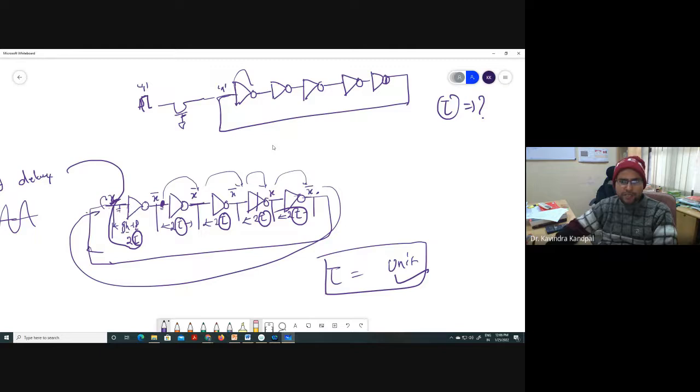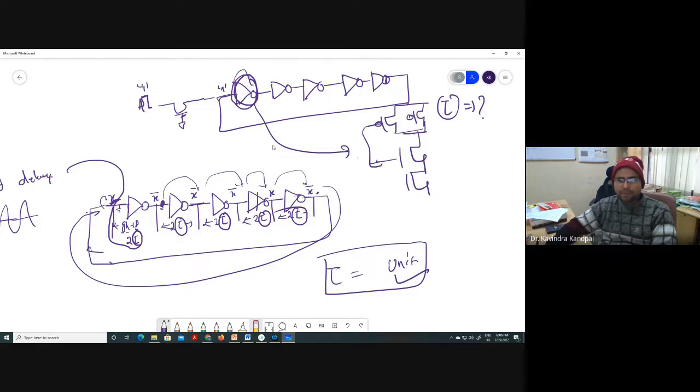Or otherwise, you replace one inverter by a NAND gate. You replace one inverter by a NAND gate and tie one input to be 1, and the other input to be driven by the output of the chain. You are getting my point?